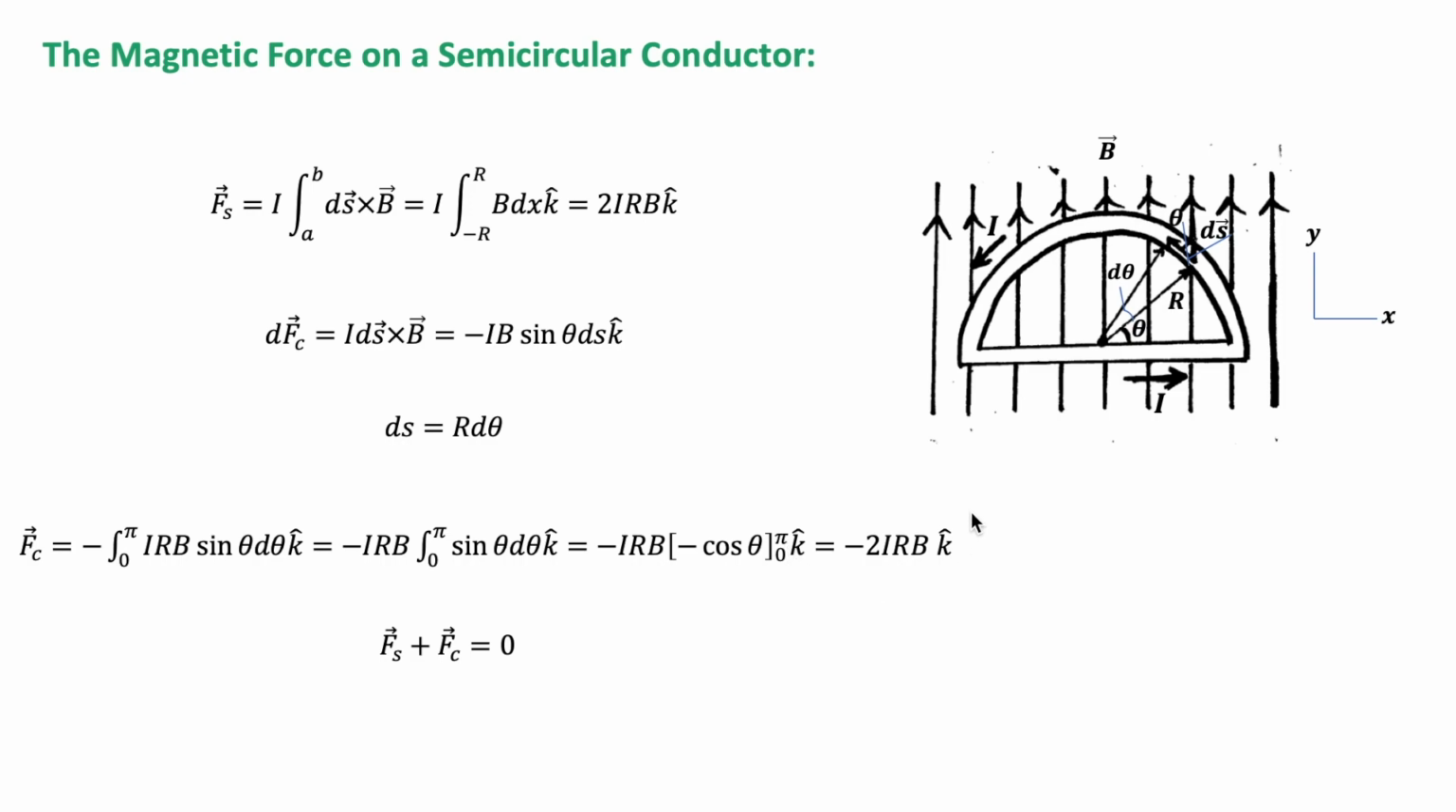So as you can see, the magnitude of the magnetic force on the curved wire Fc is equal to that on the straight wire Fs between the same 2 points where both carry the same current. So this shows that the net magnetic force on any closed loop in a uniform magnetic field is 0. So Fs plus Fc is equal to 0.